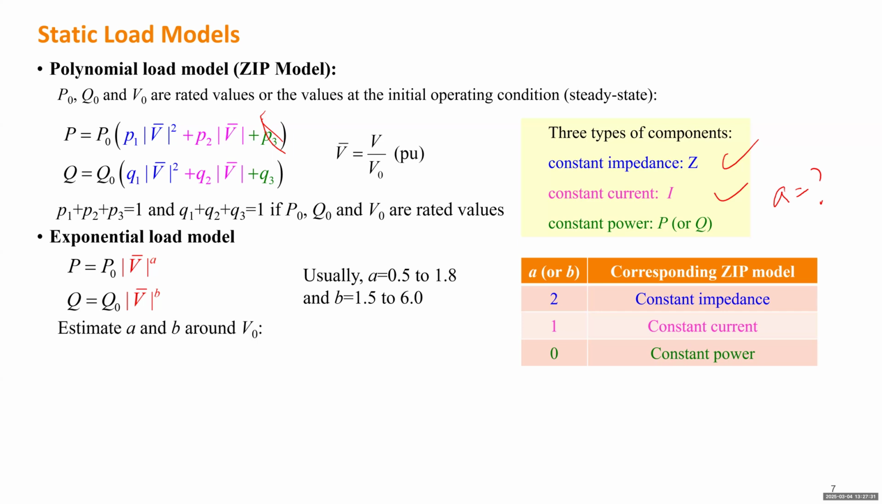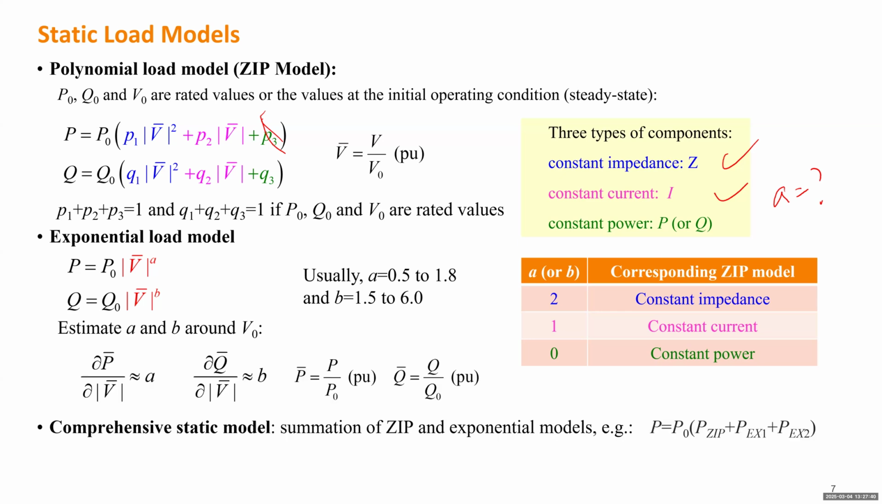To estimate A and B, we can take the partial derivative near the base voltage. So partial P, partial V will be A, and partial Q, partial V will be B. Because the exponential and polynomial load models both have advantages and disadvantages, a better idea may be a comprehensive static model, such as 1 ZIP component plus 2 exponential components. This means you do need to introduce more parameters.